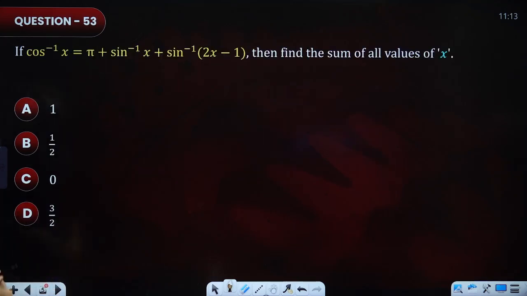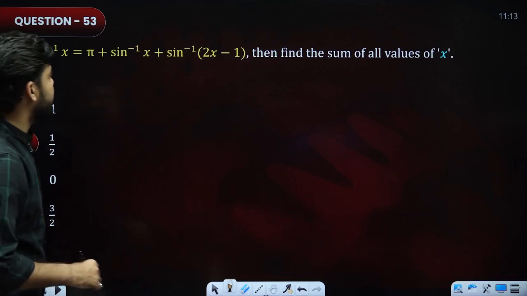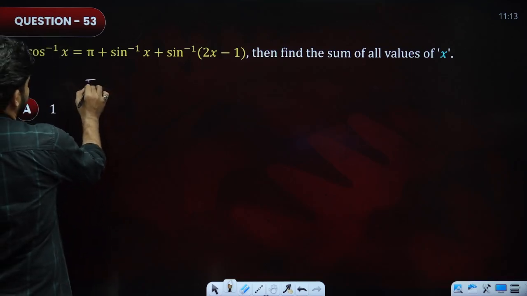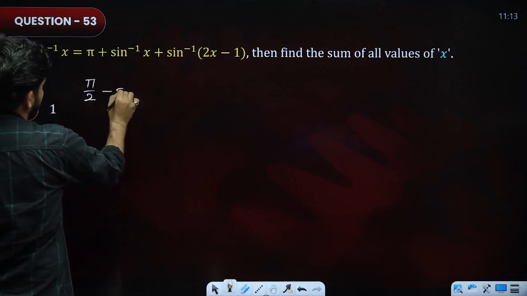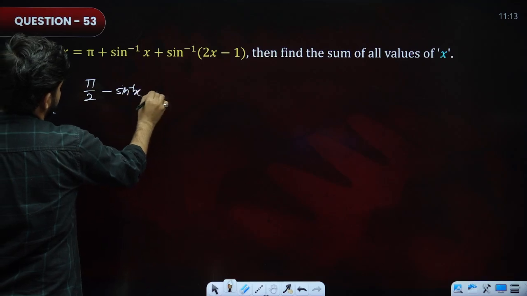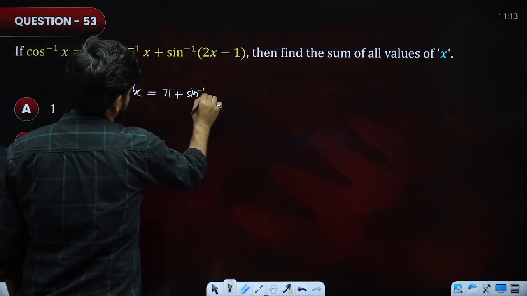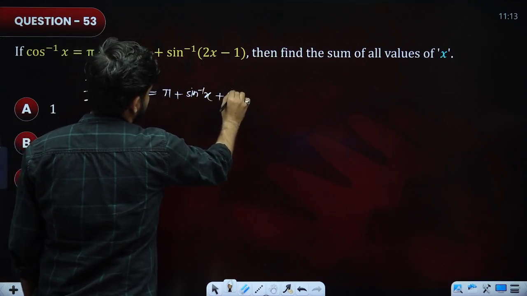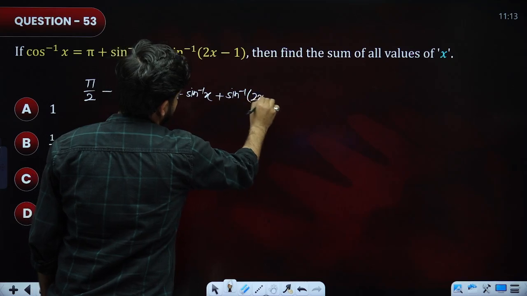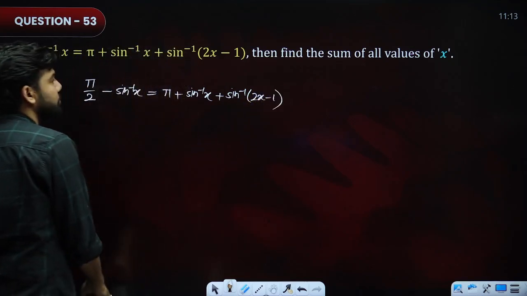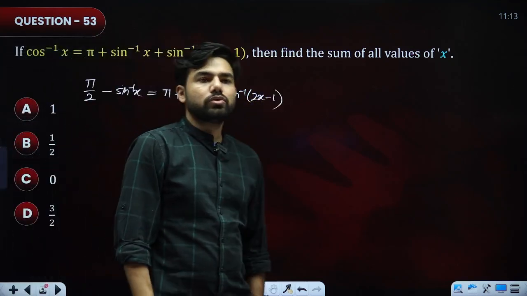Next question we have: if cos inverse x equals pi plus sine inverse x. So we can write cos inverse x in terms of sine: pi by 2 minus sine inverse x equals pi plus sine inverse x plus sine inverse (2x minus 1). Then find the sum of all the values of x.